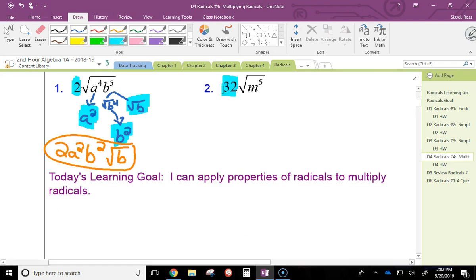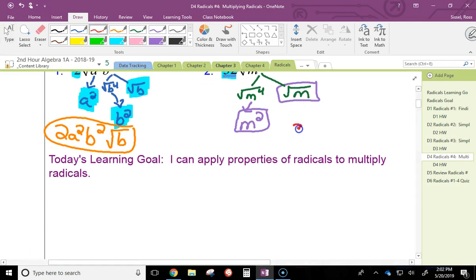On number 2, this one's pretty simple. 32 is on the outside, it's simplified. M to the 5th, remember that's an exponent, so we have to make it a positive exponent, so we subtract 1. We take 1 of the exponents away, so I just take 1 m away, which would leave me with m to the 4th. M to the 4th simplified. The square root of m to the 4th is m squared. I'm going to bring down my 32 and my square root of m. Sorry, I'm kind of highlighting these. So my final answer would be 32 times m squared times the square root of m.